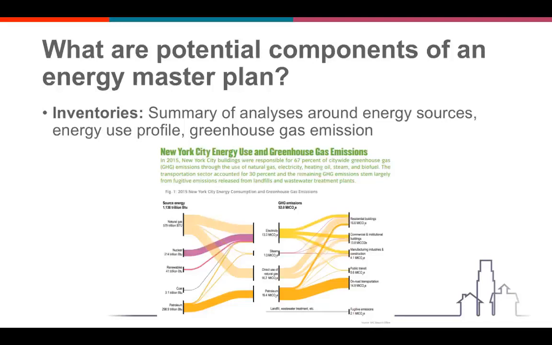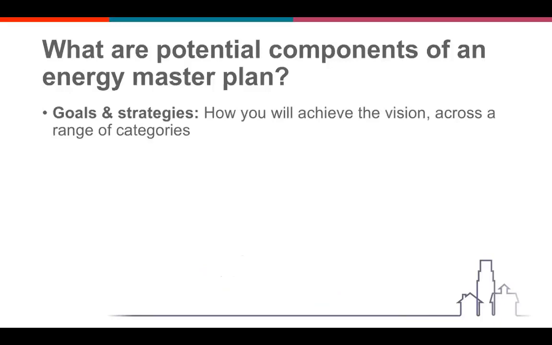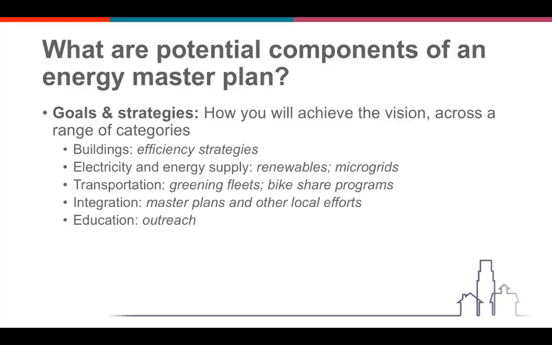This is a real opportunity and an eye-opening opportunity for you as a community to get a sense of where your energy comes from. Fourth are goals and strategies. Now that you've understood everything that you're doing, you have a vision and you know the sources of your energy and the profile and the greenhouse gas emissions, you can begin to chart out how you would get to that vision. What are your goals? What are your strategies? How will you achieve this vision across a range of categories?